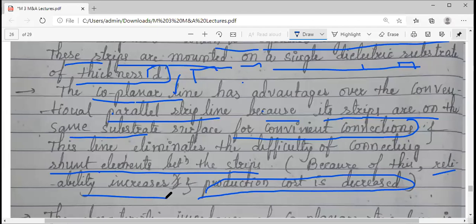What are the four advantages? The first one is convenience in connection. The second one, as we have one strip grounded and both are present on a single substrate, the shunt elements connection is very easy. And then the third advantage is the reliability. And the fourth one is the production cost will be decreased.